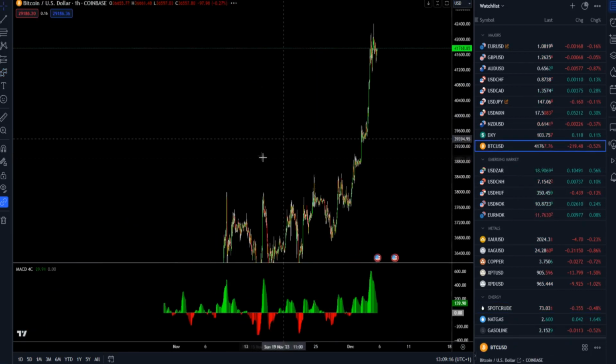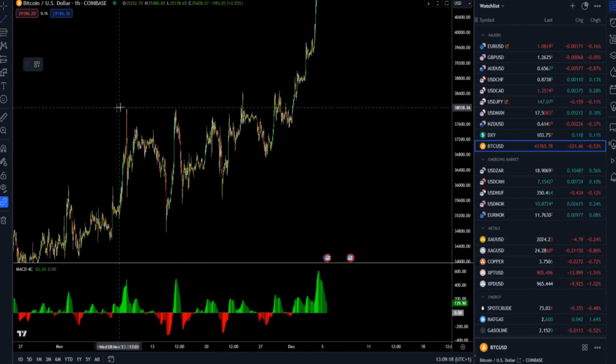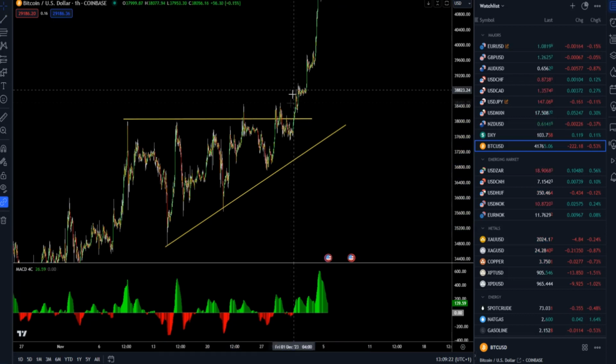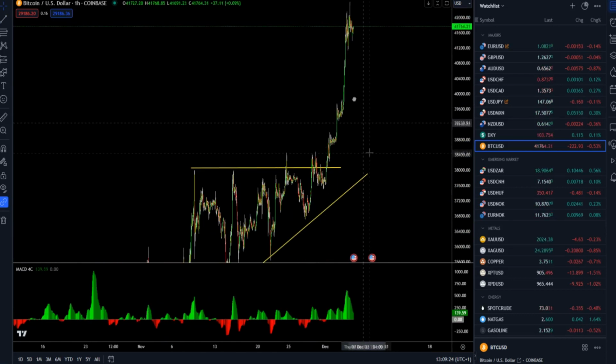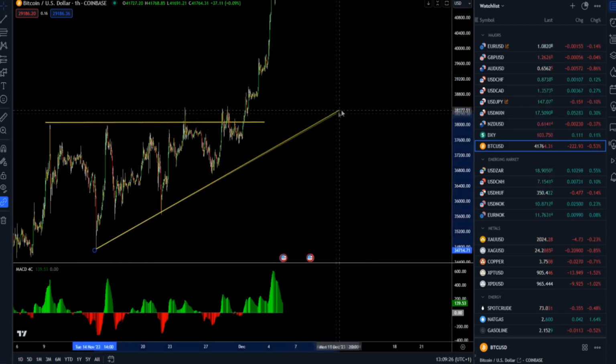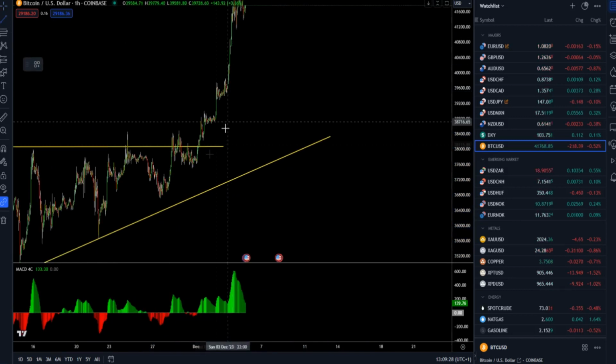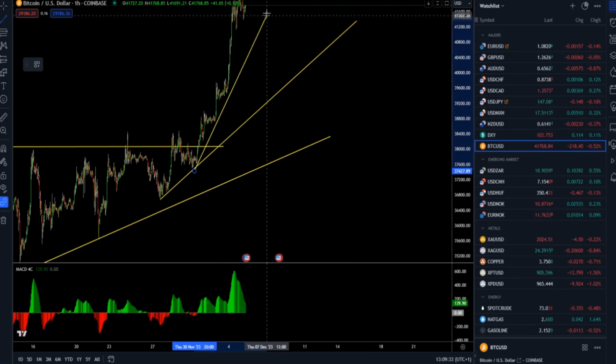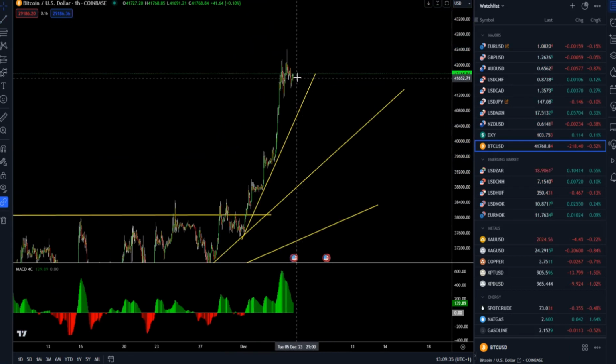And speaking of Bitcoin versus US dollar, we spoke about the ascending triangle that we had in the background. So there was a breakout, nice follow through. But at this point, we can see that the market is trading far away from the rising trend lines. We can place different rising trend lines, and we can see that the market is trading far away.